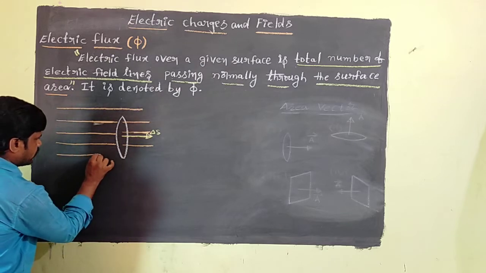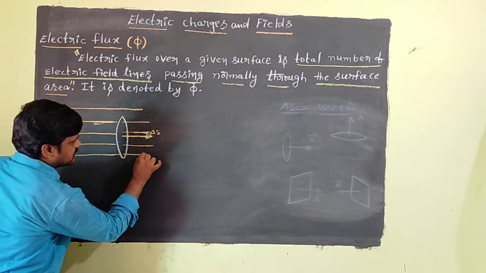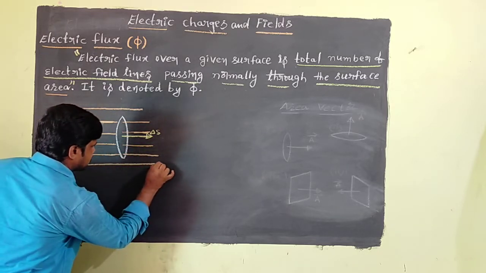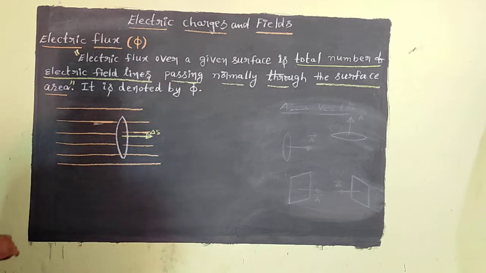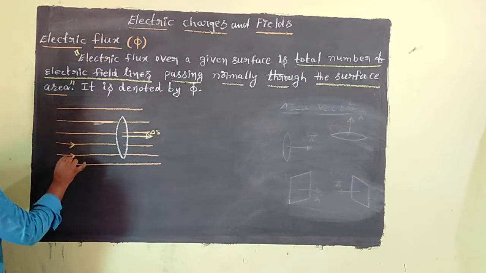Right, here I am going to take one more electric field line entering into this surface and coming out from this surface. Here also another electric field line is there. Now like this I have taken. Now we just see to that. Okay, these all are nothing but electric field lines.